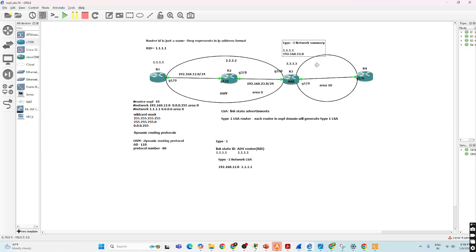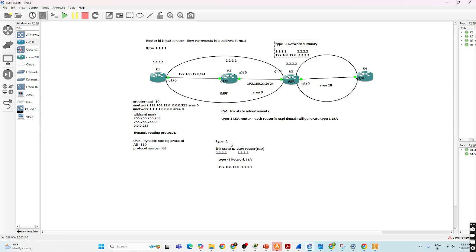So who will generate this type 3 LSA? The ABR. Now what is the advertising router here? Router 3. What do you mean by advertising router? The router ID of R3, 3.3.3.3. Yes, that is who is generating this. So how many type 3 LSAs will you see here?